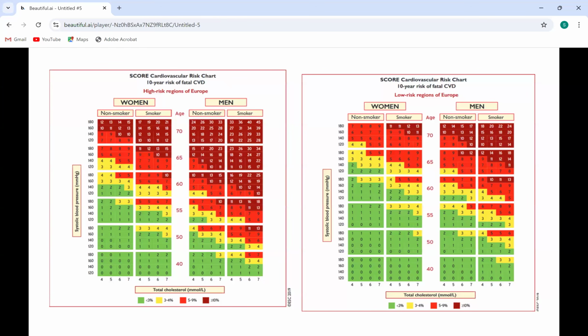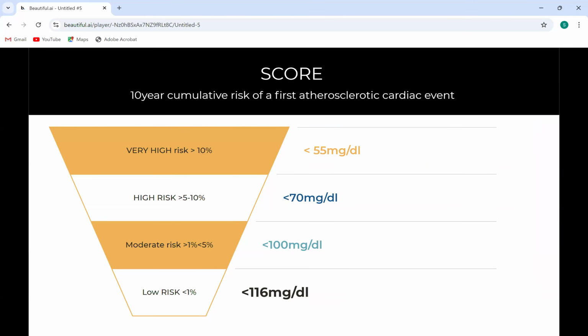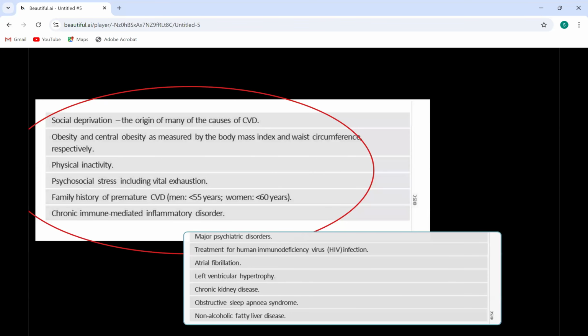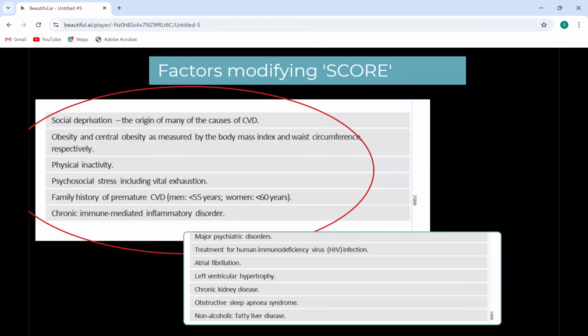So this is what we talked about earlier. If you're very high risk, it's 55. Low risk, it's 116. The downside is that there are factors which modify the score which are not incorporated into this calculation. So it could be social deprivation, especially obesity, physical inactivity, stress, family history of premature coronary artery disease, chronic inflammatory arthritis. All of them do modify the risk score, which is not incorporated. So in that case, it's your individual decision, or you have the liberty of making that decision of considering altering the target level.